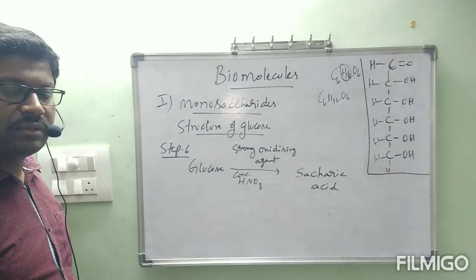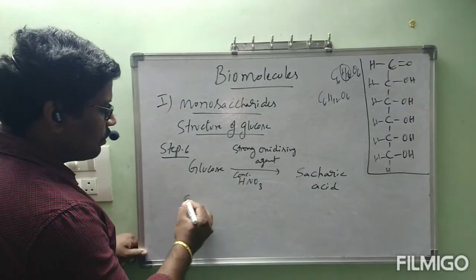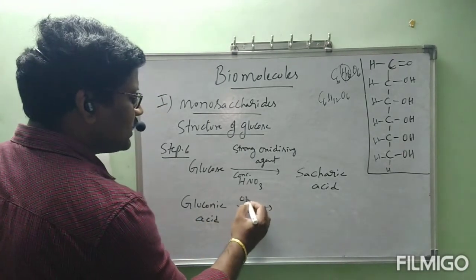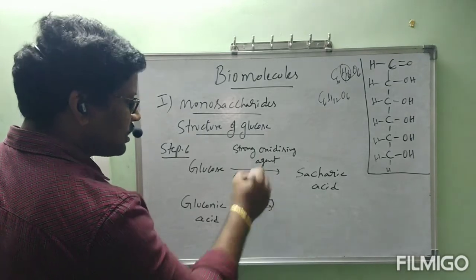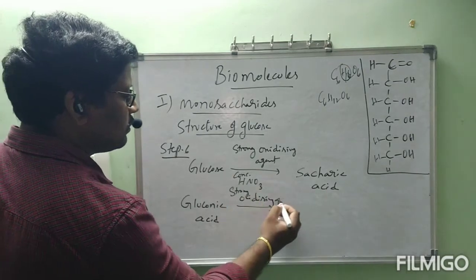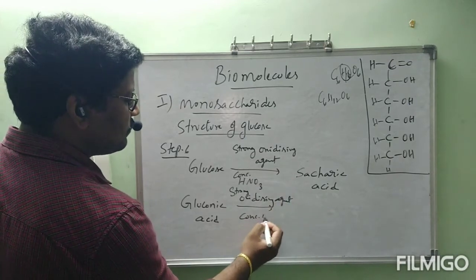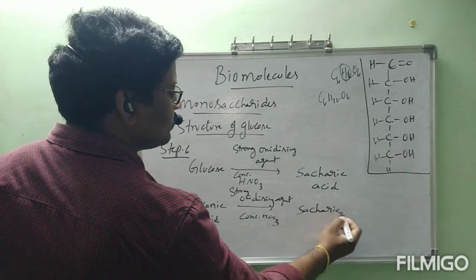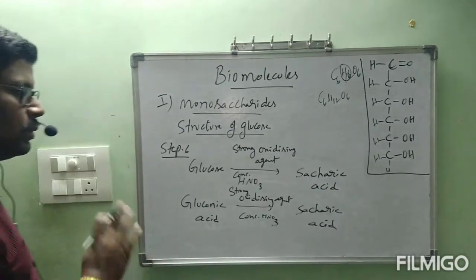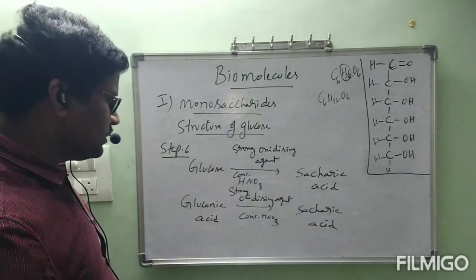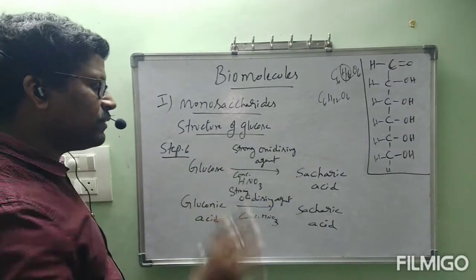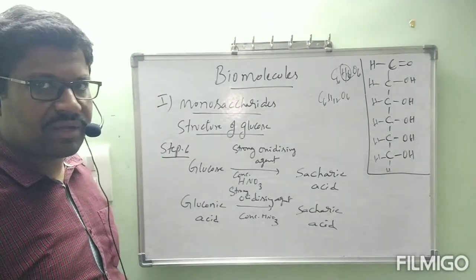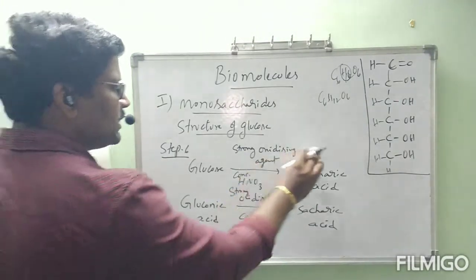Not only this one, even gluconic acid reacts with an oxidizing agent. Same, strong oxidizing agent only, concentrated HNO3. We will get saccharic acid. Glucose reacts with a strong oxidizing agent to form saccharic acid. Gluconic acid reacts with a strong oxidizing agent to form saccharic acid. Now I will write the structures. By using the structures we can confine. Now let us see.